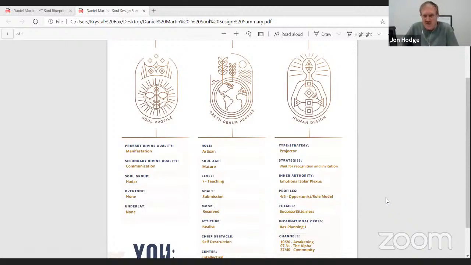And with Daniel's soul design here, we want to talk about his soul profile first. The soul profile is when you were fractalized from source. When Daniel was created, he has two primary qualities and a secondary quality that are the major part of the foundation of his soul energy. His primary is manifestation, and his secondary is communication.